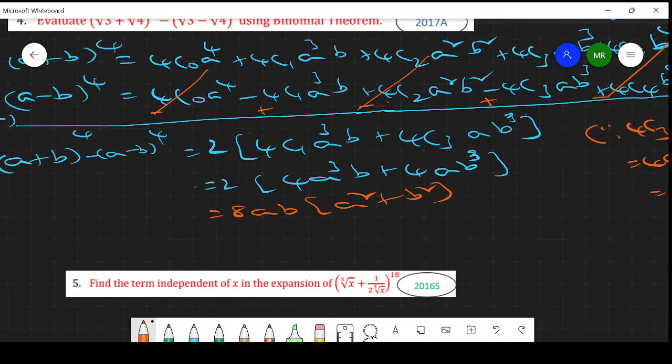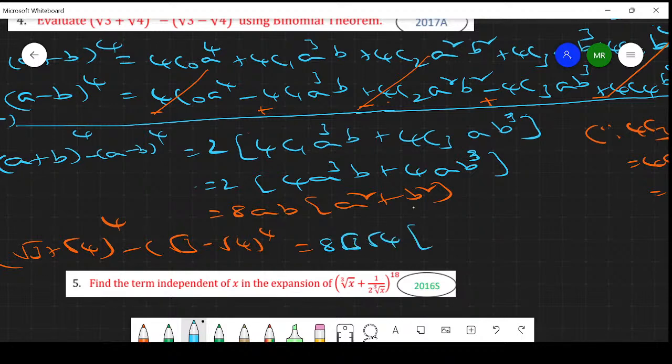Now the required one they are given, root 3 plus root 4. That I can write now. Root 3 plus root 4 whole power 4 minus root 3 minus root 4 whole power 4 equal to, now you can see here, I can follow this answer, equal to 8AB. A means root 3, B means root 4, into A square, root 3 whole square, plus B means root 4 whole square. Just I'm replacing A with root 3, B with root 4.